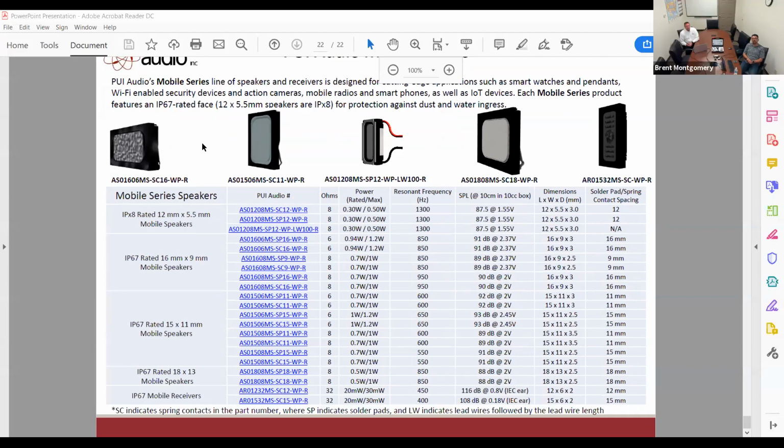I'm sorry, say that again? Where are these mounted? What kind of material can they be mounted in? For the exciters or for these particular speakers? These are just your regular speakers, so they can be mounted in anything. Cell phones are where they're most used right now. Cell phones, tablets, laptops, touchscreen devices, doorbells, things like that.